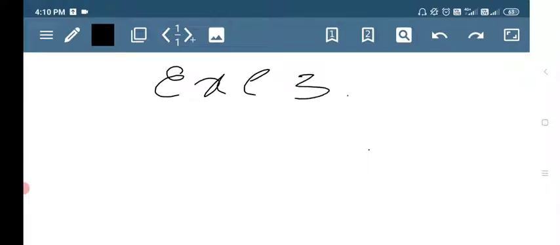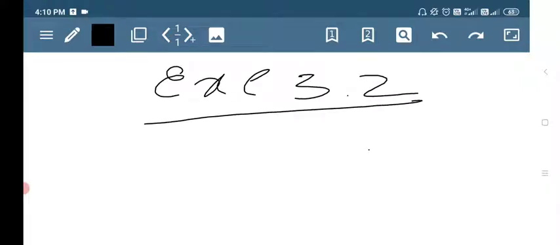Hello dear students. From your chapter linear equation in one variable, we have finished exercise 3.1. Now exercise 3.2. In exercise 3.2 all the questions are statement problems, which we have to convert into a linear equation in one variable.